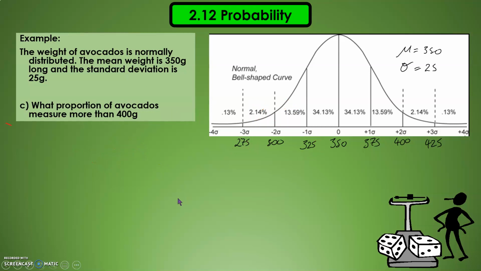Moving on to C, what proportion of avocados weigh more than 400? So 400's up here, that's this section and this section. So you've got two values there to add together. Again, the calculator. Okay, you can see that we end up with 2.27%. So the big trick is to look at the language when it talks about more or less to work out where you need to do it.